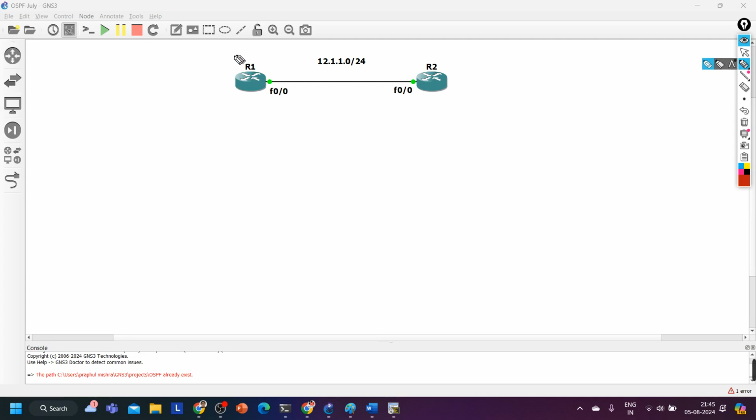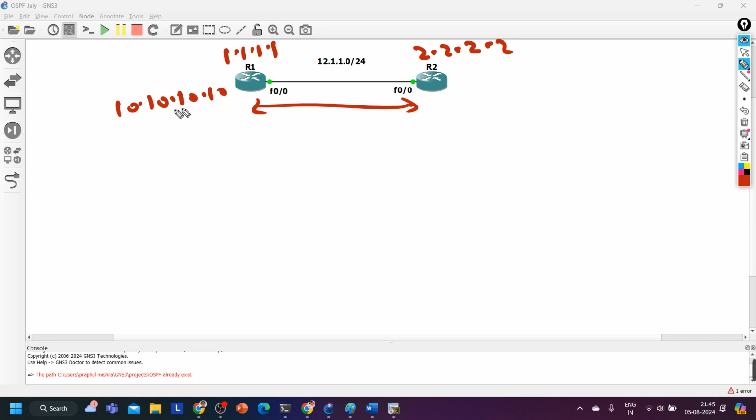What I am saying is that here the router ID is 1.1.1.1, here the router ID is 2.2.2.2, and these two routers are neighbors in OSPF. Now I want to change the router ID on router number 1. I want to configure 10.10.10.10. This should be the router ID on router number 1. I cannot change it. Reason?